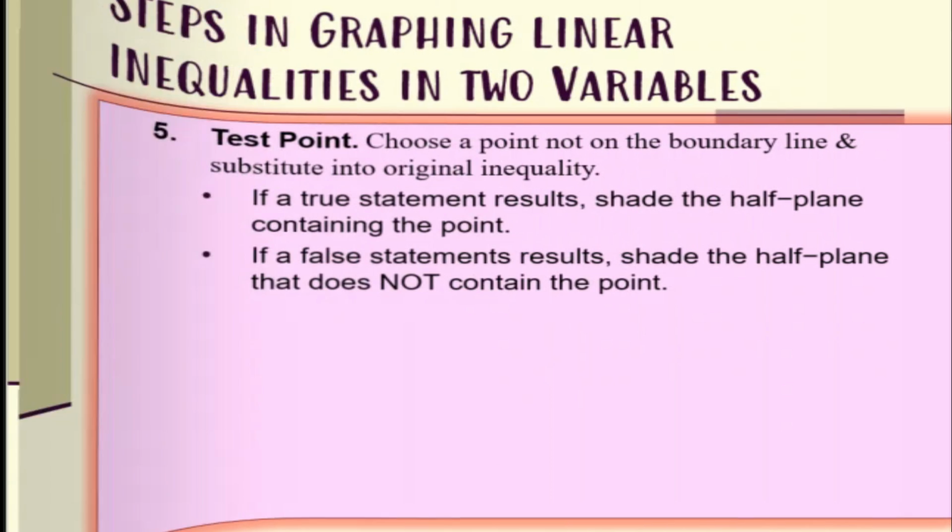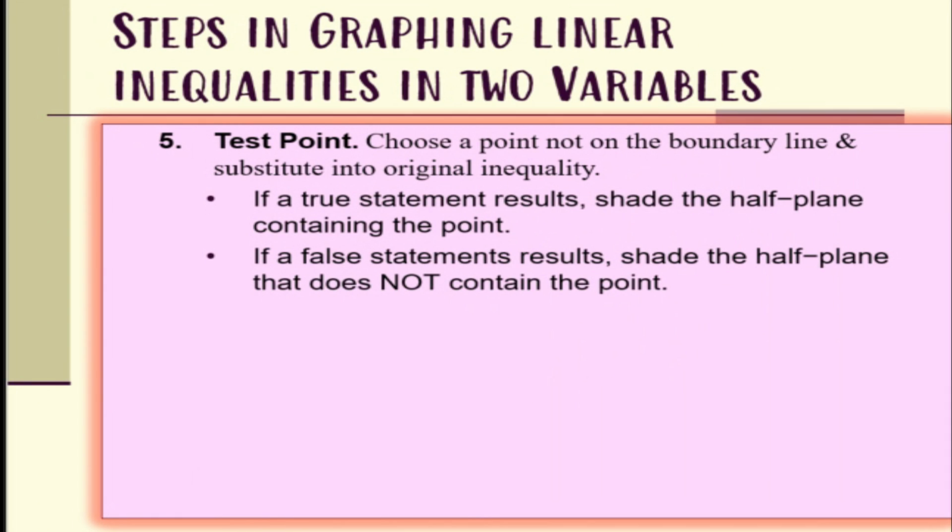Step 5. Test point. Choose a point not on the boundary line and substitute it into the original inequality. If a true statement results, shade the half plane containing the point. If a false statement results, shade the half plane that does not contain the point.